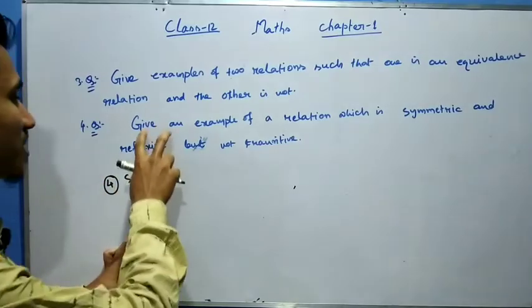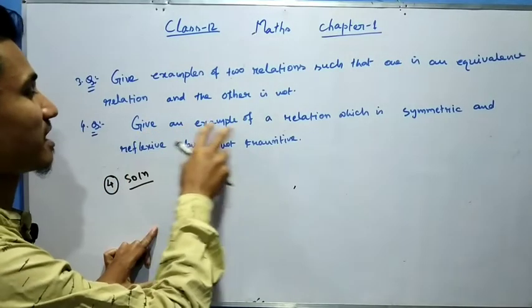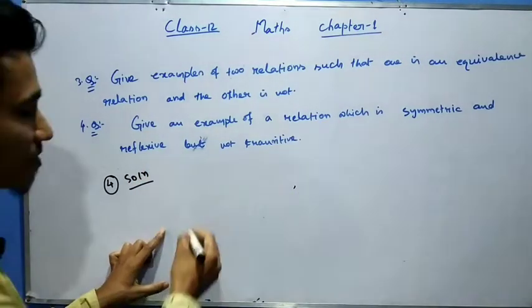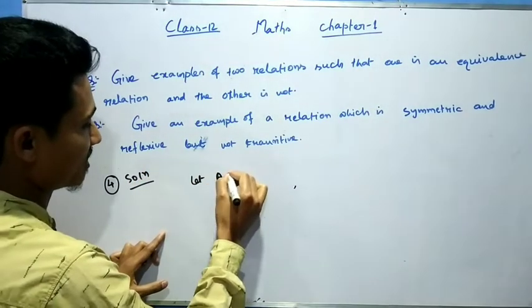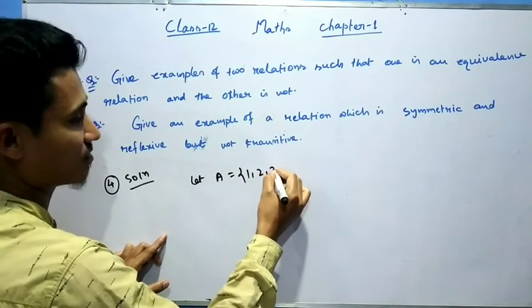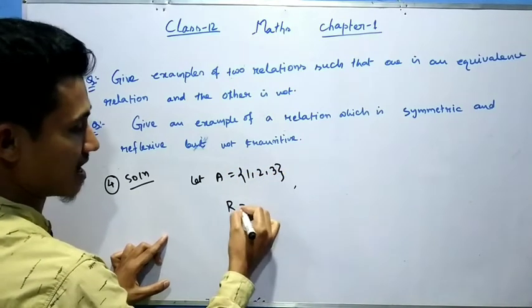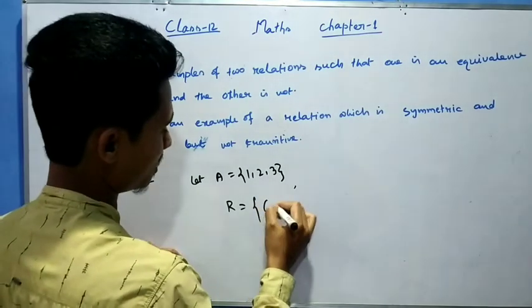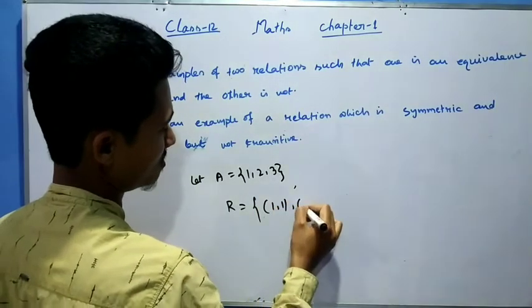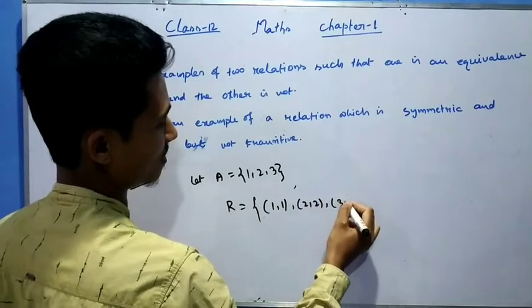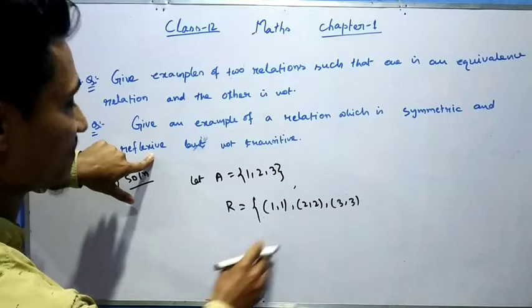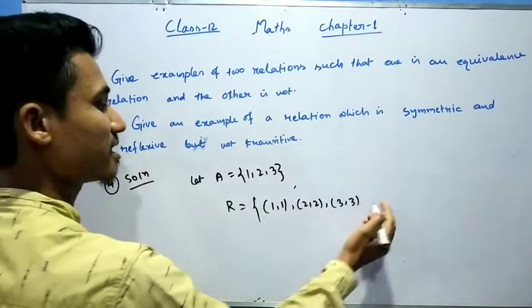Question number 4 solution. What the question says: give an example of a relation which is symmetric and reflexive but not transitive. So suppose we are considering the set 1, 2, 3. R is a relation I am defining. What is the relation? 1,1, 2,2, 3,3. Why have I taken these 3 elements? Because the question says it must be reflexive. So it is reflexive.